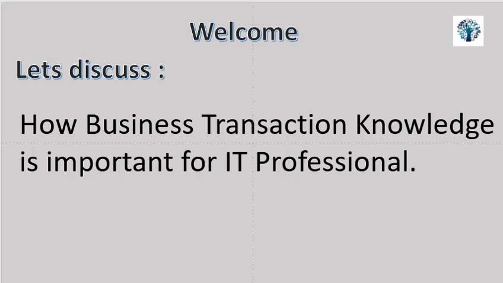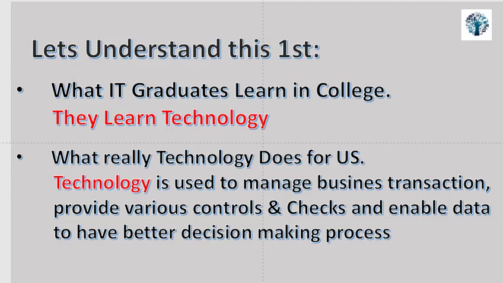Now let's understand this first. What do IT graduates learn in college? Basically, they learn technology. What does technology really do for us? Technology is used to manage business transactions, provide various controls and checks, and analyze the data to have a better decision making process. Now, this definition is basically bookish, but today technology is controlling our life.